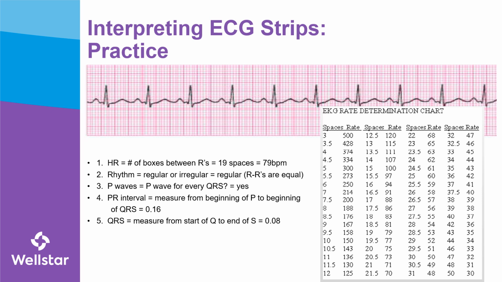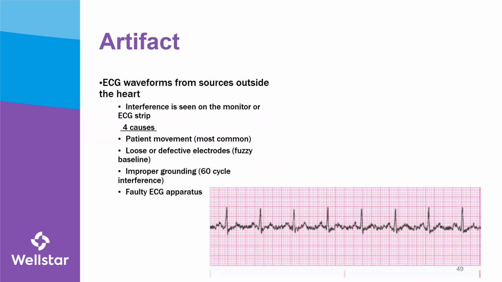The PR interval is measured from the beginning of the P to the QRS, so that looks pretty normal. And the QRS is measured from the start of the Q to the end of the S wave. So these QRS complexes look narrow, they're not wide or anything like that. So I would say that this is a normal sinus rhythm.